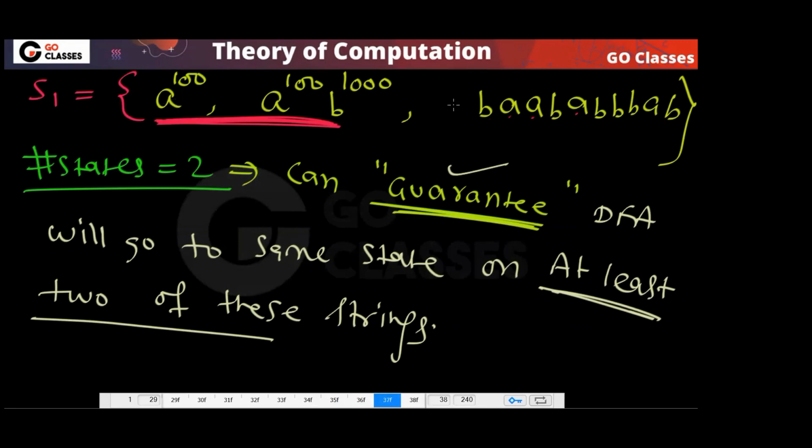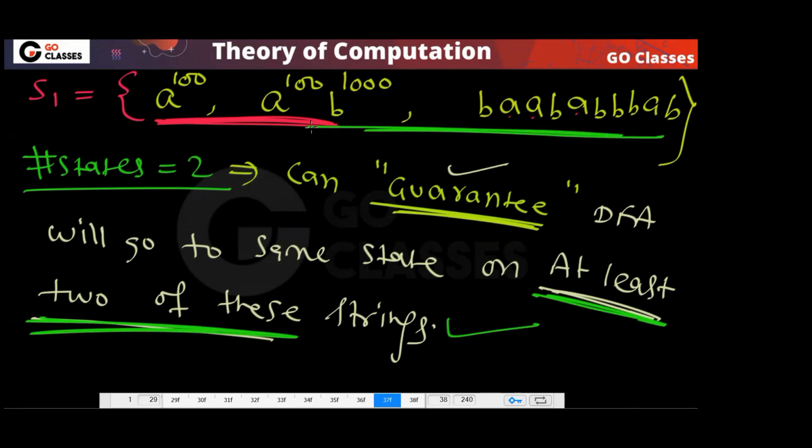Now let me give you this question. Let me change the question. Now all of them will go. But this statement is true, right? My interest is only at least 2. Can I say at least 2 will go to same state? My interest is only at least 2. Again, at least 2 are going to the same state. Actually, all of them are going to the same state.